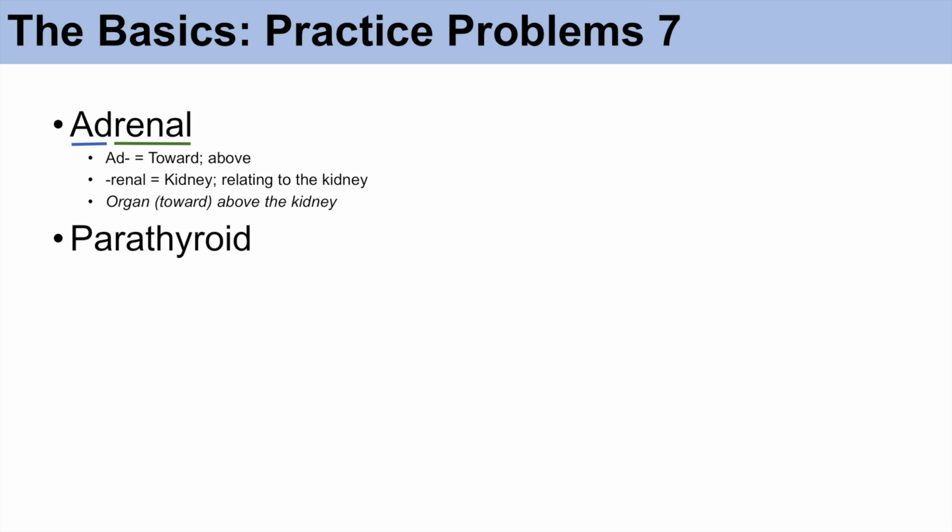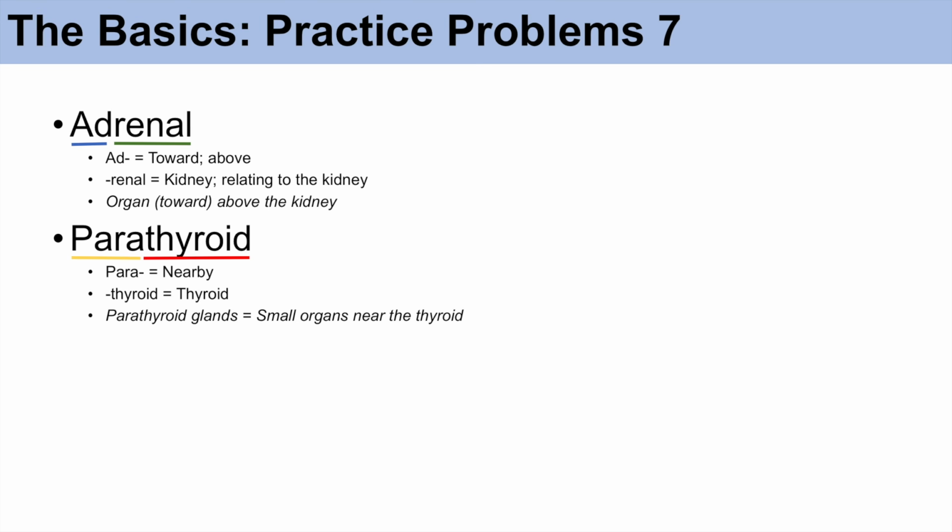The next one is parathyroid. So when we break this down, what does para mean? You can think of parallel. So para actually means nearby. And thyroid is easy. Thyroid just means thyroid. So parathyroid just means nearby the thyroid. And in fact, there are actually parathyroid glands, which are small organs near the thyroid. So that's why they're called parathyroid or parathyroid glands.